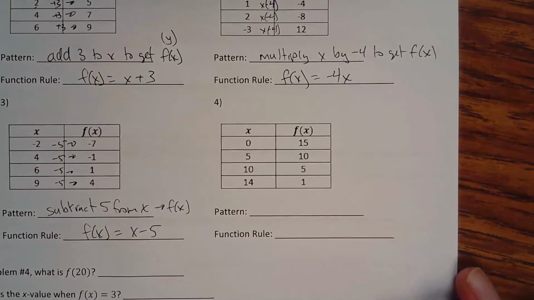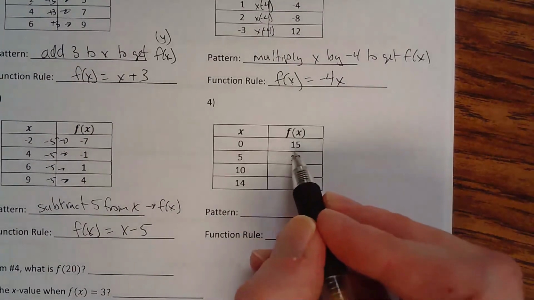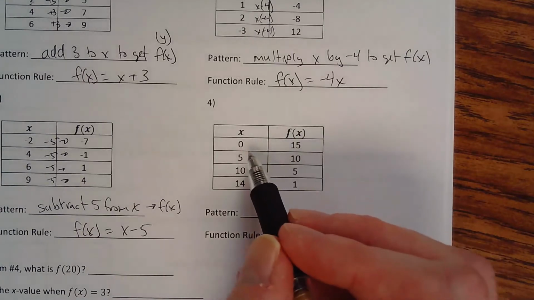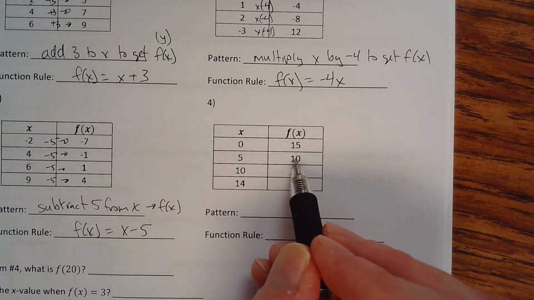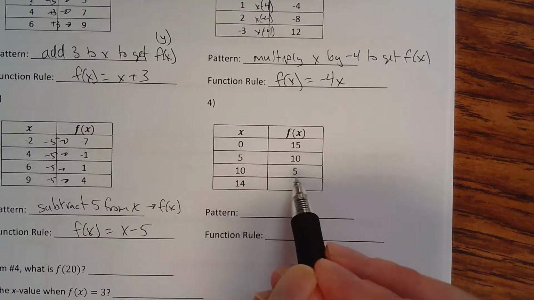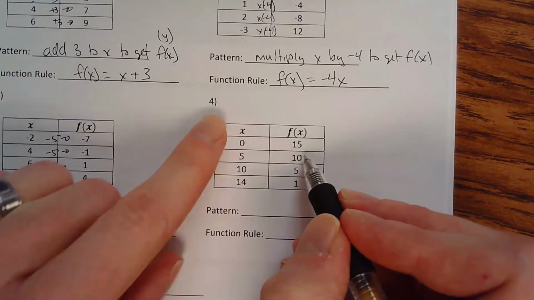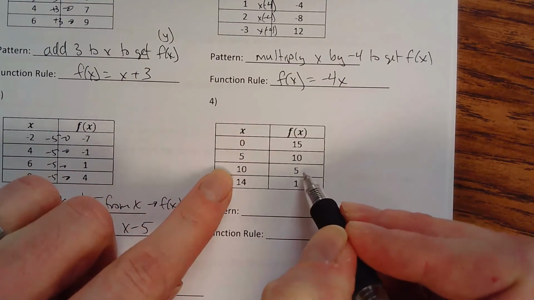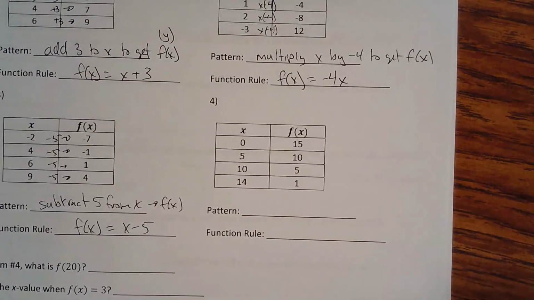And then this one, trickiest one on here for sure. You think, how do I get from 0 to 15? You might say, well, I added 15. Well, but 5 plus 15 is not 10. And 10 plus 15 is not 5. And it's almost like as x is going up, y is going down. So it's not that you're adding something. They're kind of like doing an inverse relationship here.